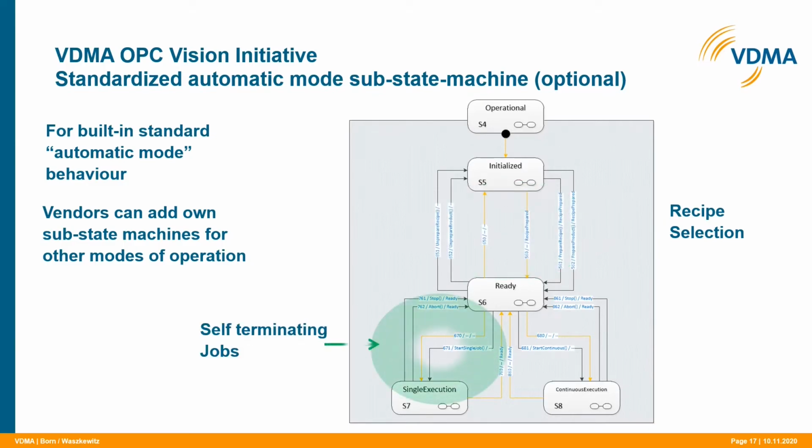The model supports the notion of self-terminating jobs, which start upon some trigger, cause a transition into state single execution, carry out a defined task, and return to state ready after finishing that task. This corresponds to the typical situation of requiring one or several images of a single test piece, performing the evaluation, then returning with a result.